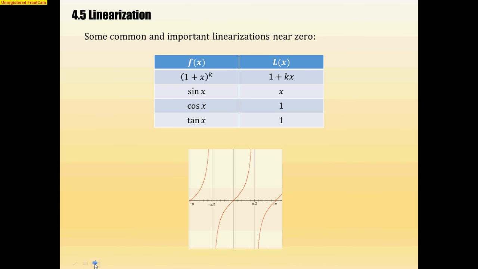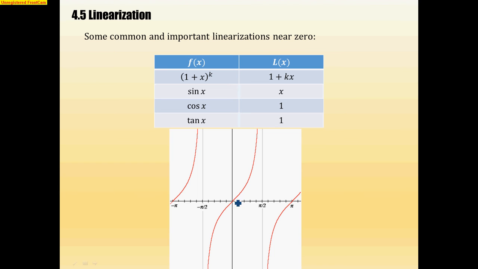Tangent, that certainly does not look like the function 1, does it? What does that look like? At 0, does it look like tangent is approximated by 1? No. This is a typo. What do you think the approximation of tangent x is at 0? What does it look like?